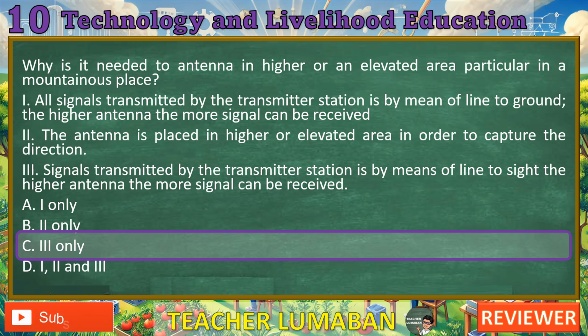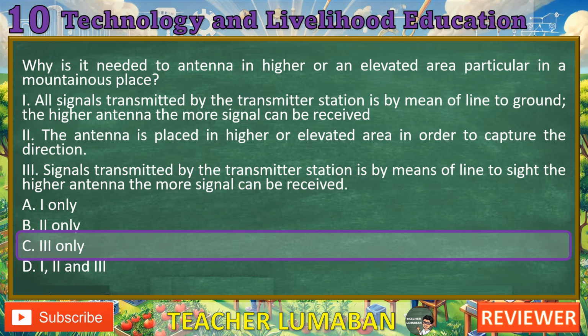Two: The antenna is placed in higher or elevated areas in order to capture the direction. This statement is not entirely accurate. While elevation can help capture signals from specific directions, it primarily aids in improving overall signal reception due to reduced obstructions.